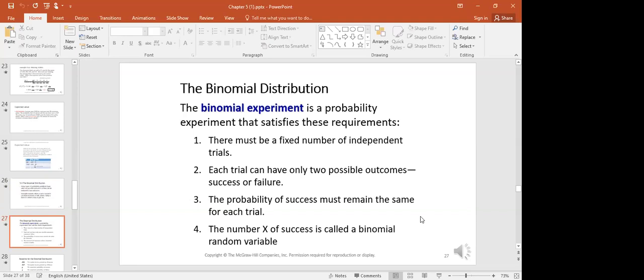Each trial can have only 2 possible outcomes: success or failure. The probability of success must remain the same for each trial. And the number X of successes is called the binomial random variable.